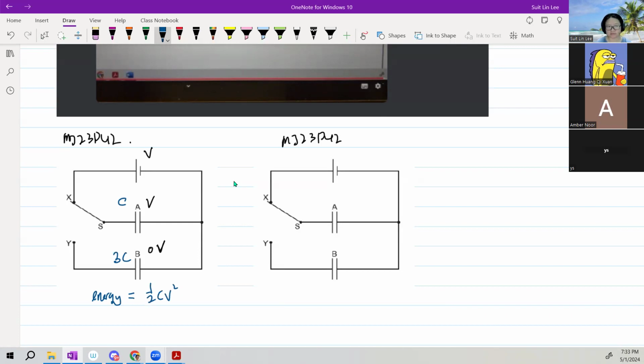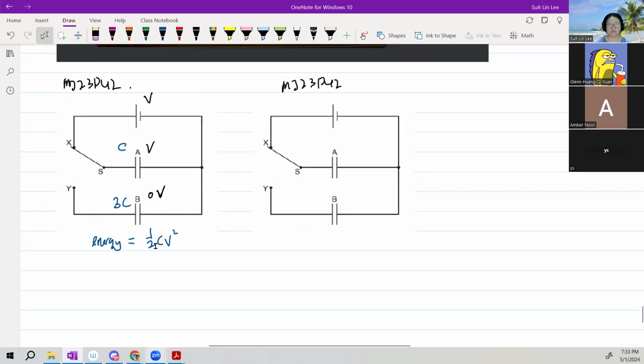Do you want to use CTVT here? Do you want to say these two look parallel? Although I can't really say it's parallel. Capacitor B is not even here. So you don't want to use CTVT here. Make sense?